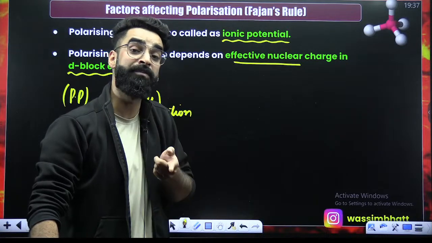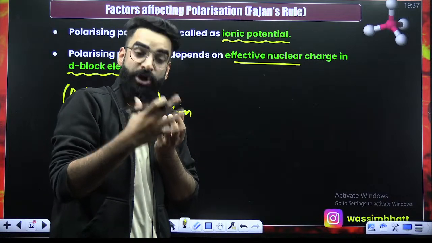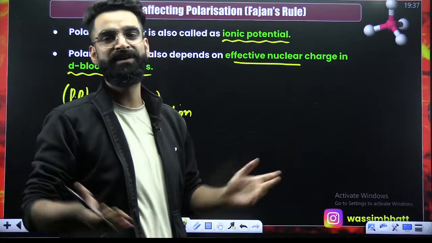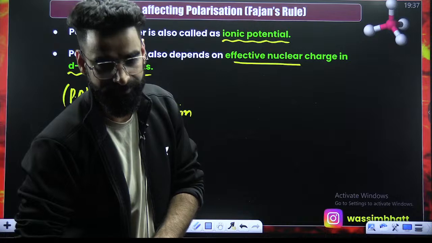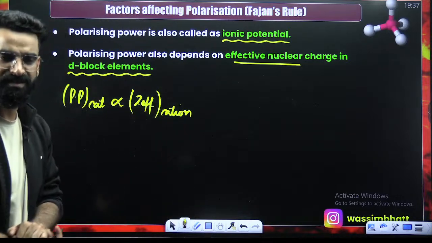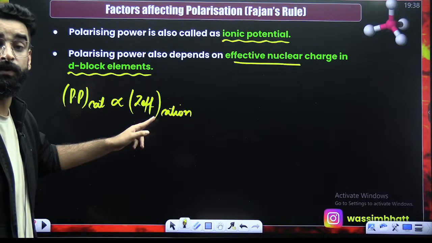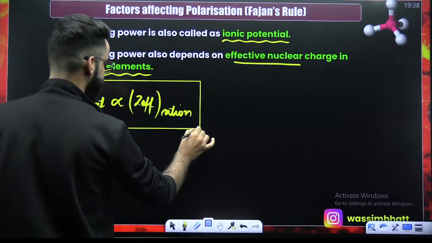If its attractive power is more, it will attract more electron density of the anion towards itself, due to which more electron density will be shared between cation and anion. Hence, more the polarization. If more is the polarization, more is going to be the covalent character. Simple. Right? So, polarizing power of cation also depends on the effective nuclear charge of the cations, particularly when it comes to the d block elements.